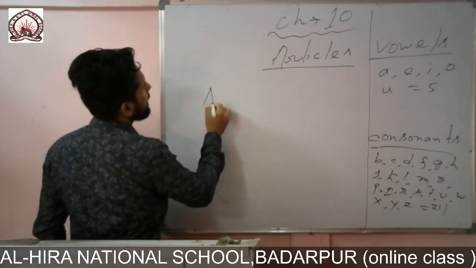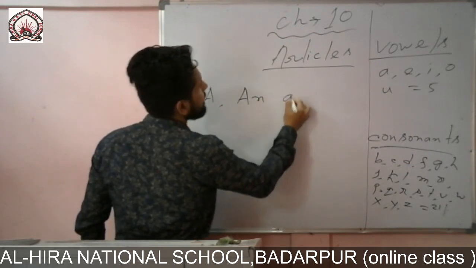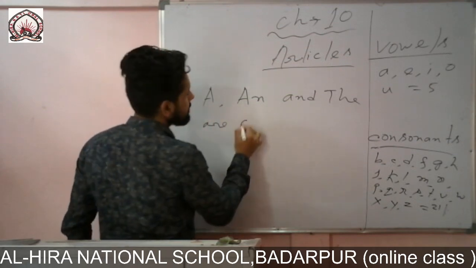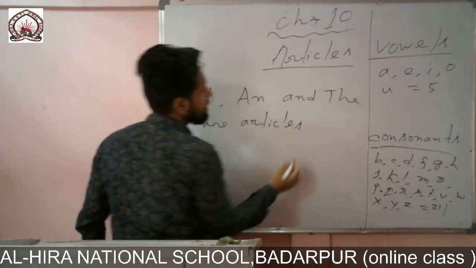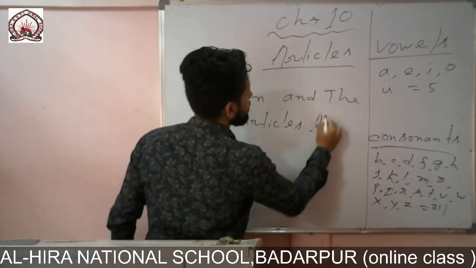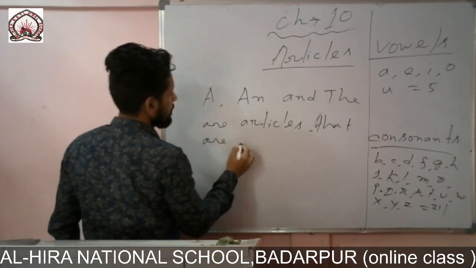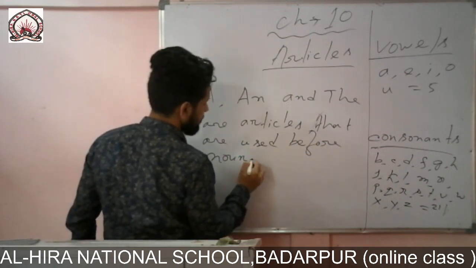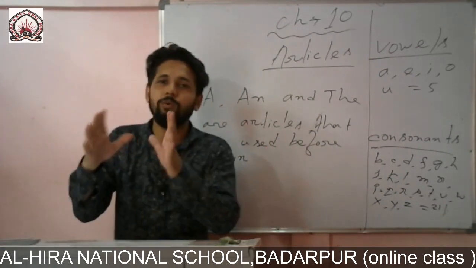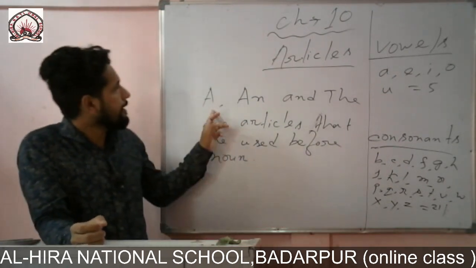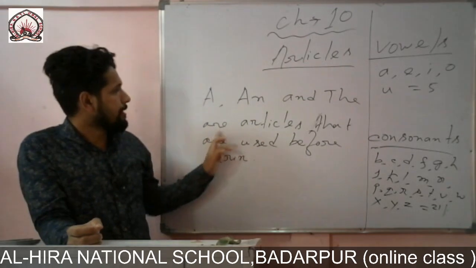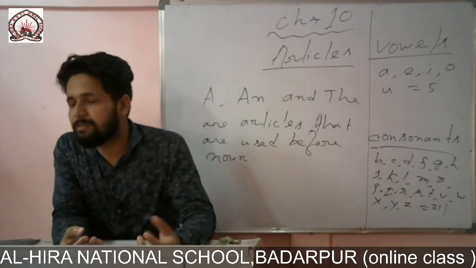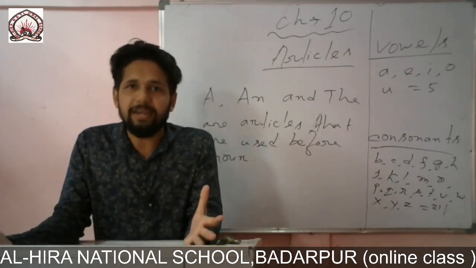Again I am telling you, look at the board: A, An, and The are articles that are used before a noun. All right, very simple thing. What are articles? A, An, and The are articles that are used before a noun. And what is a noun? A noun is a name of a person, place or thing. So, this is what articles are.